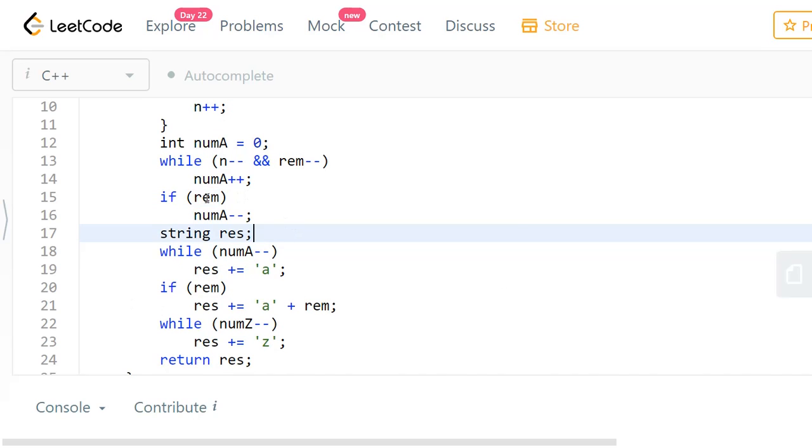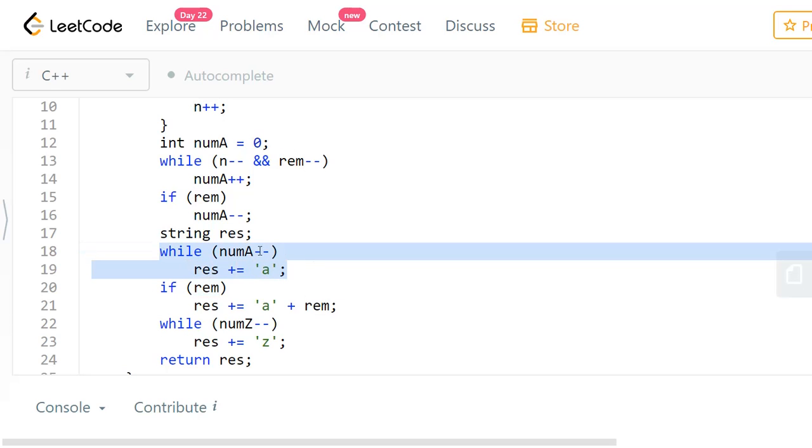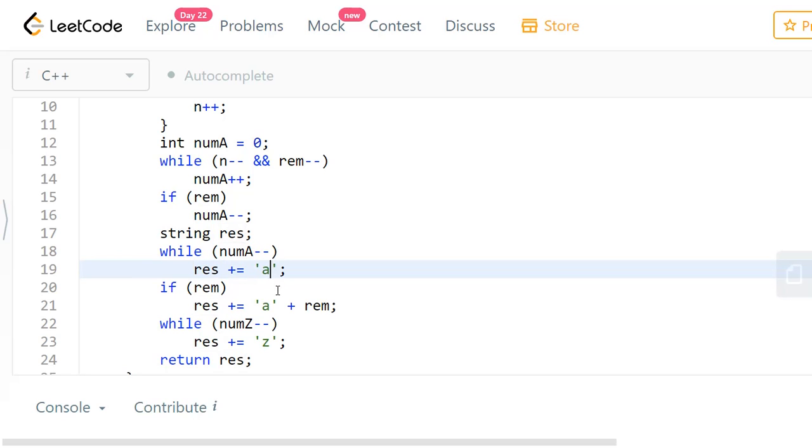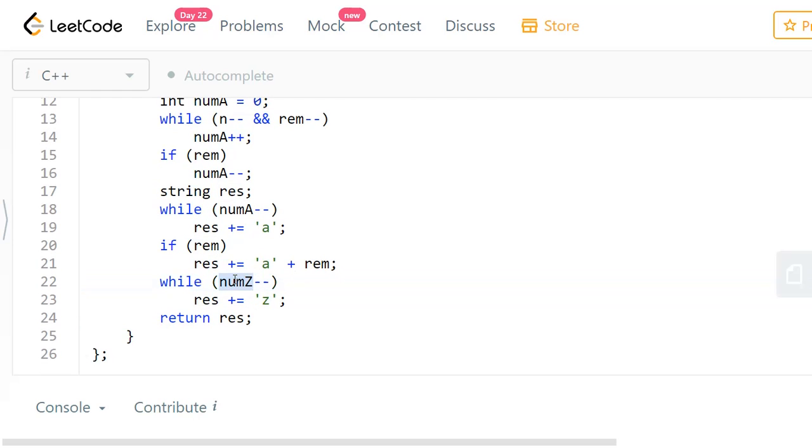Now we have got all the required information. We have the number of A's that we can use in our string, and those will be placed at the beginning. We have the number of Z alphabets that will be placed at the end of the string. In between, we are going to place the alphabet that corresponds to the value of the remainder. So while number of A, we fill the resulting string with character A. Then we place the remainder in between, which will be the value of A plus remainder. If the remainder is 1, it is the character B, so A plus 1 equals B. Similarly, if the remainder is 2, it will be the alphabet C. We append that character to the result. Then finally, we append the number of Z characters at the end, and we return the result.